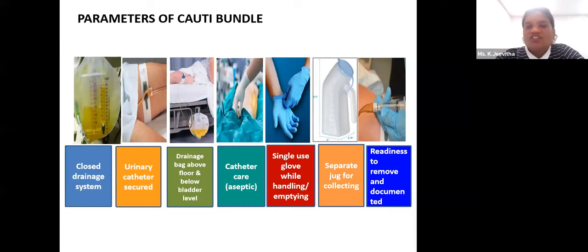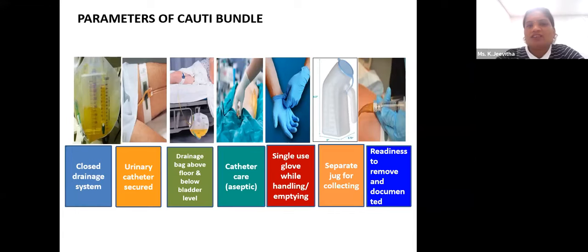And catheter care, as I mentioned earlier, you have to follow sterile precautions and aseptic techniques whenever you give catheter care. Because once you do not follow the catheter care properly, again, there will be a chance of infection. And single-use gloves, as I mentioned, the insertion is a sterile procedure. At the same time, care also you have to follow. And a separate jug for collecting. Most of the time, whenever you are emptying, you have to empty, then flush it, clean it, and go to another patient. The same jug may not be used for all the patients. And whenever you are emptying, make sure that it is documented immediately.